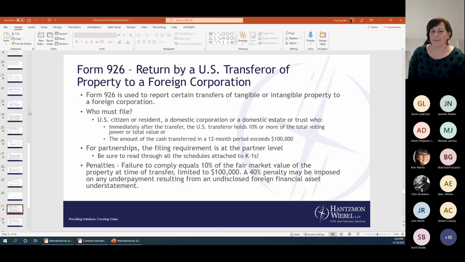We'll start over. So the form is used to report U.S. citizens, residents, domestic corporations, or a domestic estate or trust who, after a transfer, the U.S. transferor holds 10% or more of the total voting power or total value, or the amount of the cash transferred in a 12-month period exceeds $100,000. Penalties for not filing this are very high, and they can be as high as $100,000. So you want to be sure to review those K1 footnotes.